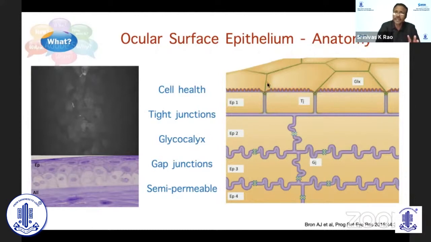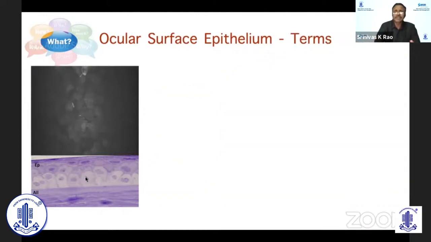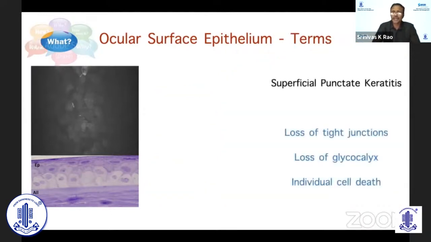If for some reason there is damage and the stain gets through to the deeper layers of the corneal epithelium, there are gap junctions between these deeper corneal epithelial cells, and the dye can then diffuse. So the epithelium of the cornea is a semi-permeable layer for fluids and only for the smallest molecular weight solutes. So when we actually see staining, we use the term superficial punctate keratitis. What happens here is that there can be a loss of the tight junctions between the epithelium, a loss of the glycocalyx, or individual cell death.